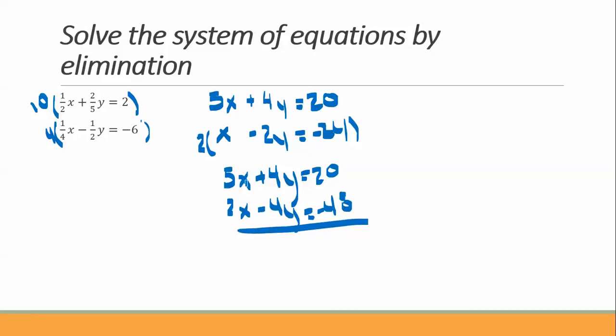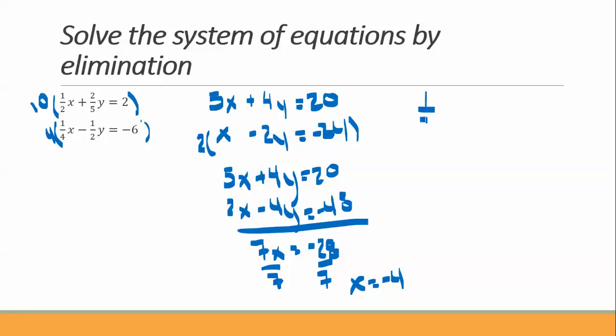Add our two equations. 5x plus 2x is 7x. 4y minus 4y is 0 equals 20 minus 48 is negative 28. Divide both sides by 7. And we have x equals negative 4. Using one of those two equations to find y, let's put it in the first equation.